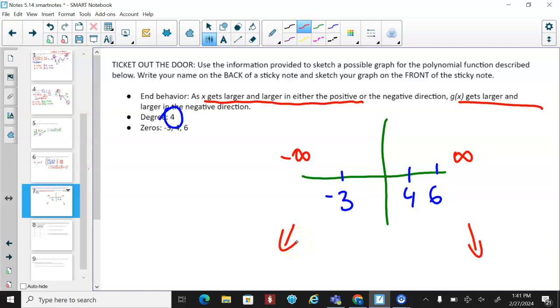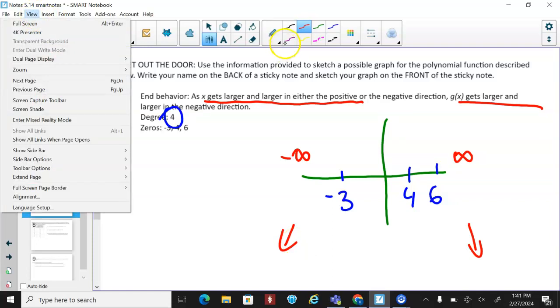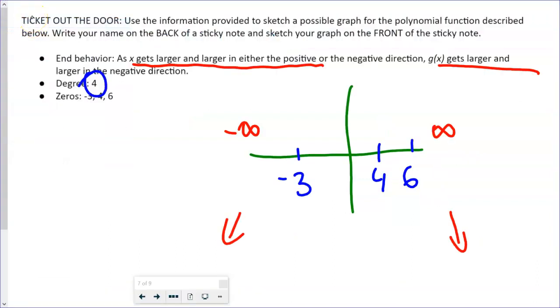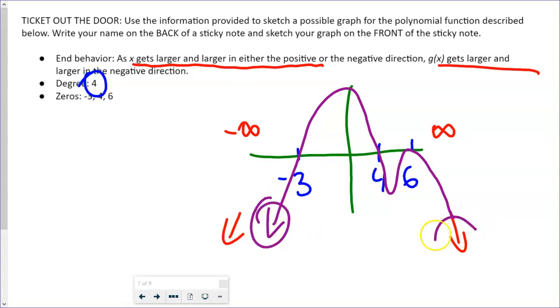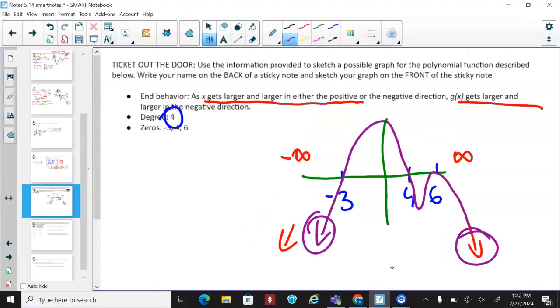It doesn't give me any more information to say that 6 is going to be a bounce, or 4 is going to be a bounce, or -3. So I can write this in 3 different options. This can be a bounce, and then this can be a slice, and this can be a slice. The bottom line is both ends go in the same direction. And this makes it 4 zeros because I have 1 here, 1 here, and then 2 here. So that makes it a 4th degree.